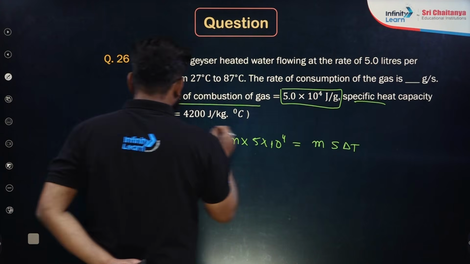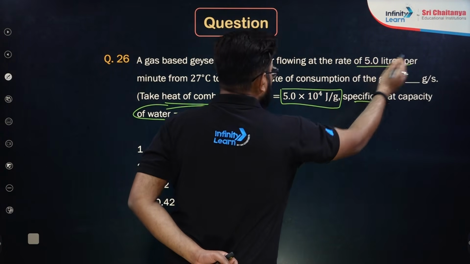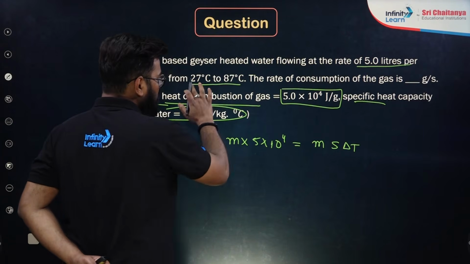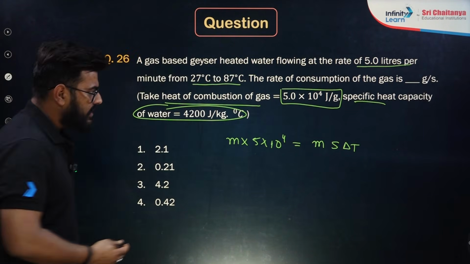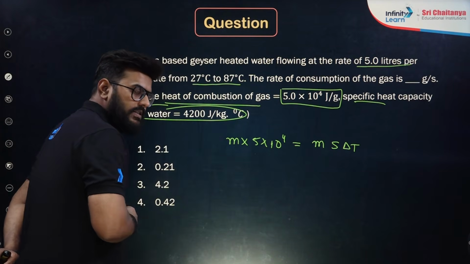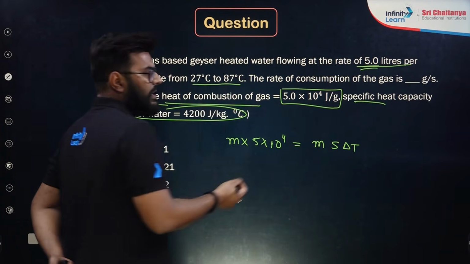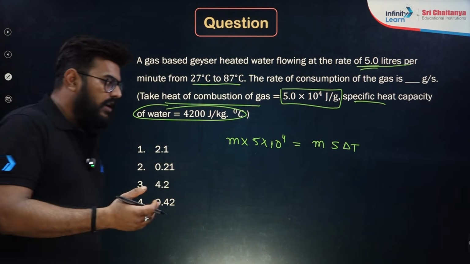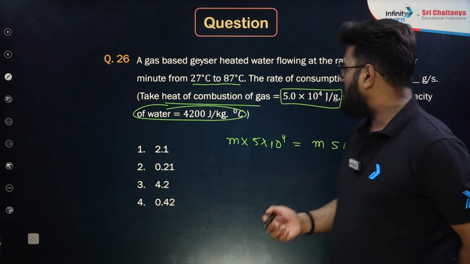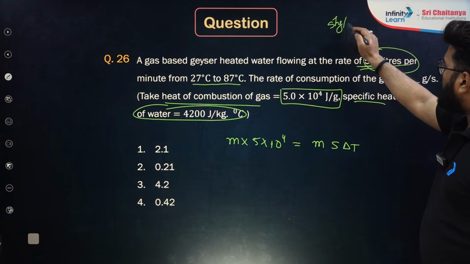Now the specific heat capacity is already given, right? And the volume flow rate is given. Okay, temperature difference is also given. 27 to 87 is 60. So you can just keep it over here. Now here mass is not given, rather the volumetric flow rate is given. So you can just multiply 1000 kg per meter cube, and 1 liter normally is equal to 1 kg only. So this can be written for water as 5 kg per minute.